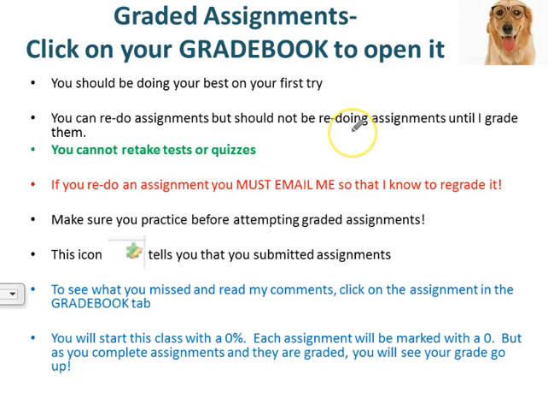I wanted to go over just really quickly the grade book. So we're going to focus on the bottom part of this slide here. If you open your grades tab and you see this little green puzzle piece, it tells you that you submitted an assignment. If there is not a green puzzle piece next to your assignment, it means you have not submitted it yet.